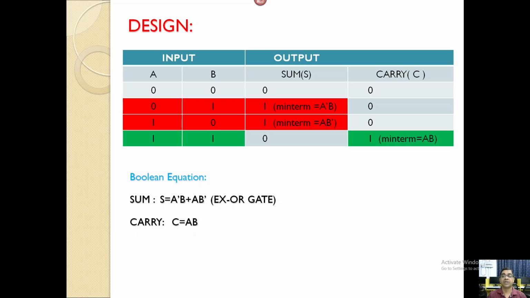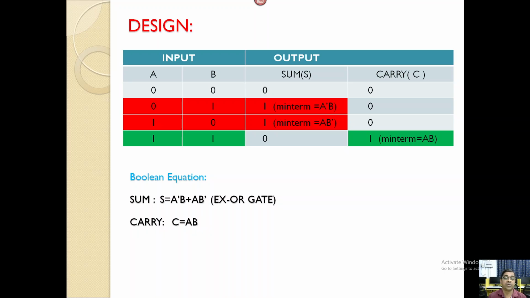The min term for sum for 0 1 is A bar B. Again, for the input value 1 0, A is 1 and B is 0, the sum is equal to 1 and carry is equal to 0, so the min term for sum is A B bar. If both A and B are equal to 1, the sum is equal to 0 and carry is equal to 1, and the min term for carry is AB.